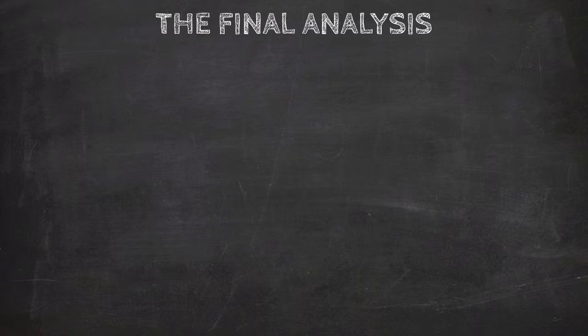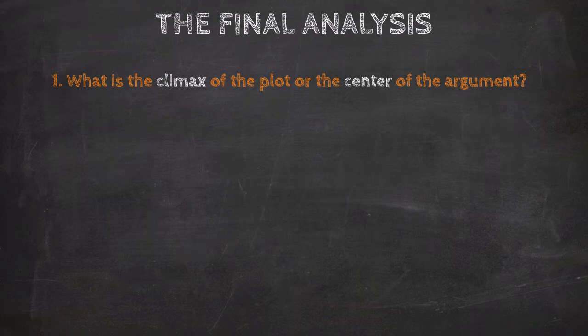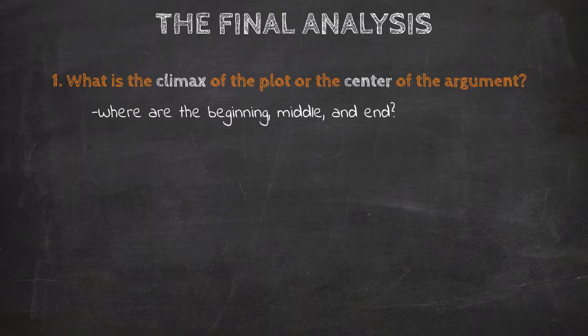The final analysis consists of 3 questions that you will answer in your reading journal. First question is, what is the climax of the plot or the center of the argument? What's the key moment in the story or the most important point in the argument? To help you identify the climax or the center of the argument, think through the structure of the book. What are the beginning, the middle, and the end? Also, what are the most important parts? What are the parts of this book that are indispensable? The parts that make this book what it is?